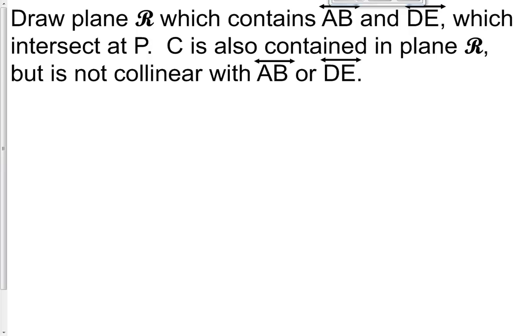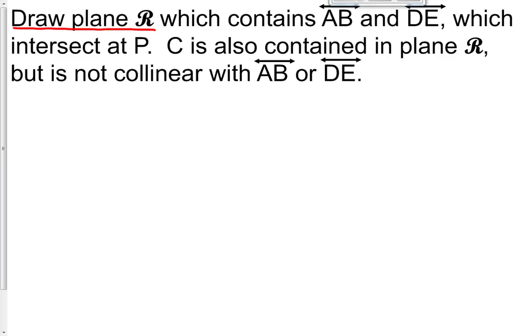So we're going to finish off with 2 little drawings. Get a little practice about some of the terminology that we've been discussing here in this first section. Draw a plane R which contains lines AB and lines DE, which intersect at P. C is also contained in plane R, but is not collinear with A, B, or D, E. Lots of stuff. Let's just start one sentence at a time.